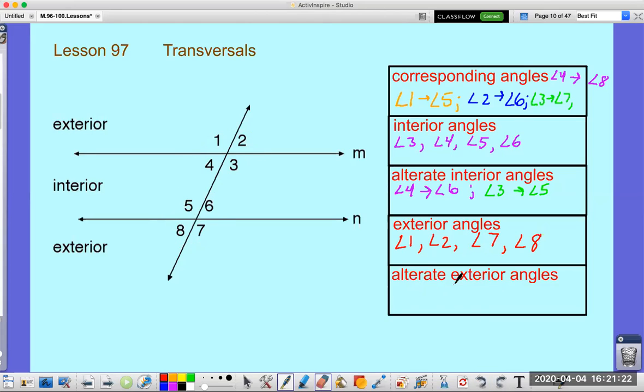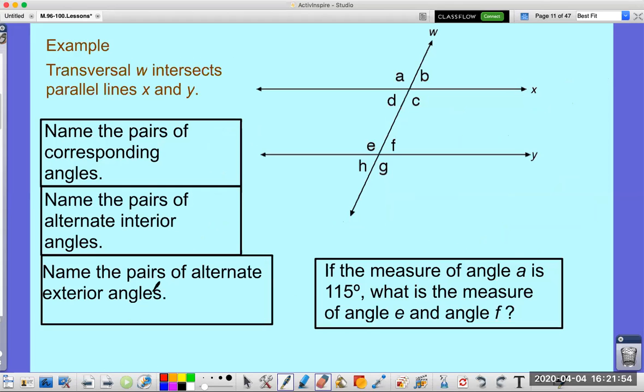What are the alternate exterior angles? So let's start with angle 1. What's the alternate exterior angle to angle 1? It would be angle what? 7. And what about angle 2? Since that's an exterior angle, what would be the alternate exterior to 2? 8. Angle 8.